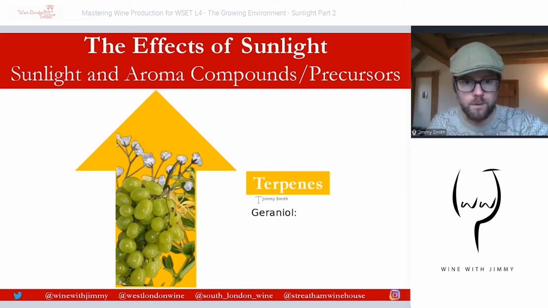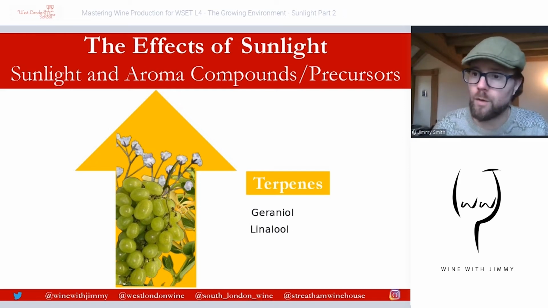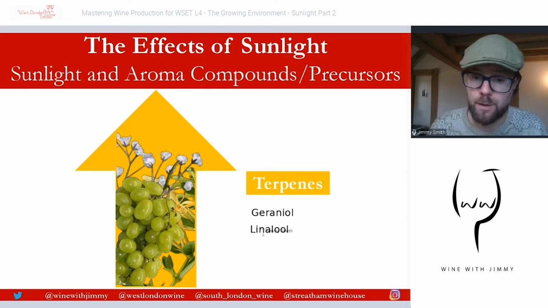So geraniol, that's one. We have another, which is linalool. So this is what may give you that distinctive edge of lavender. Sometimes violet, they say as well. You may notice it in white varieties such as Chenin Blanc, varietals of muscats as well, certainly if they have both of these types of terpenes, geraniol and linalool.